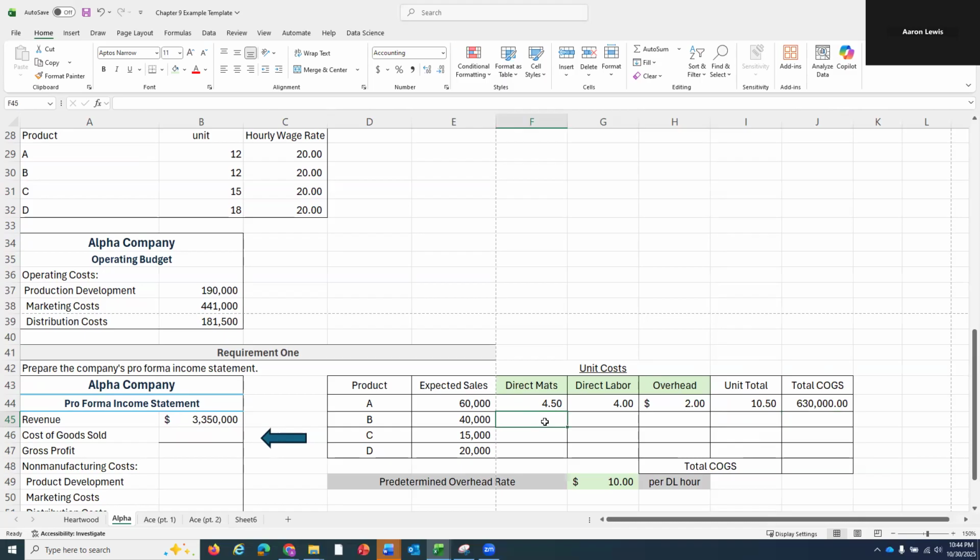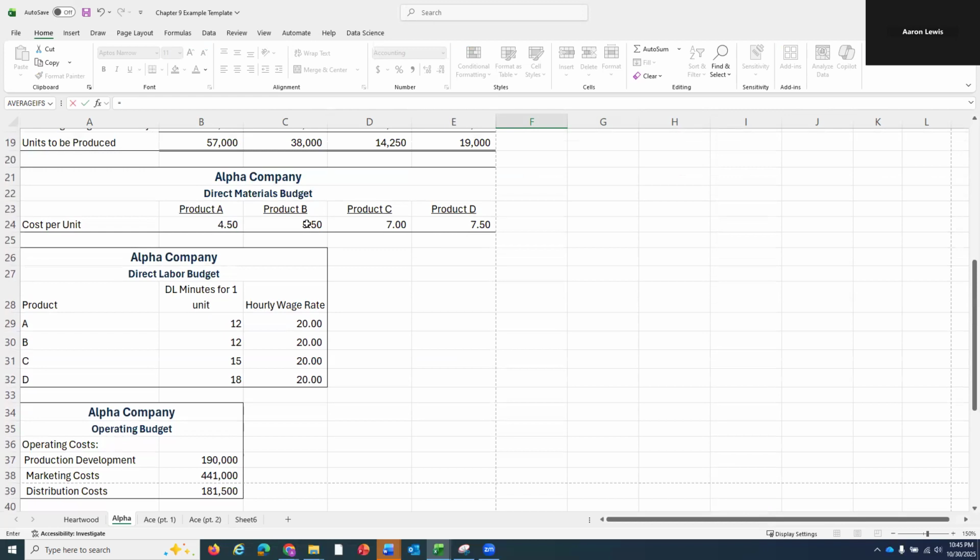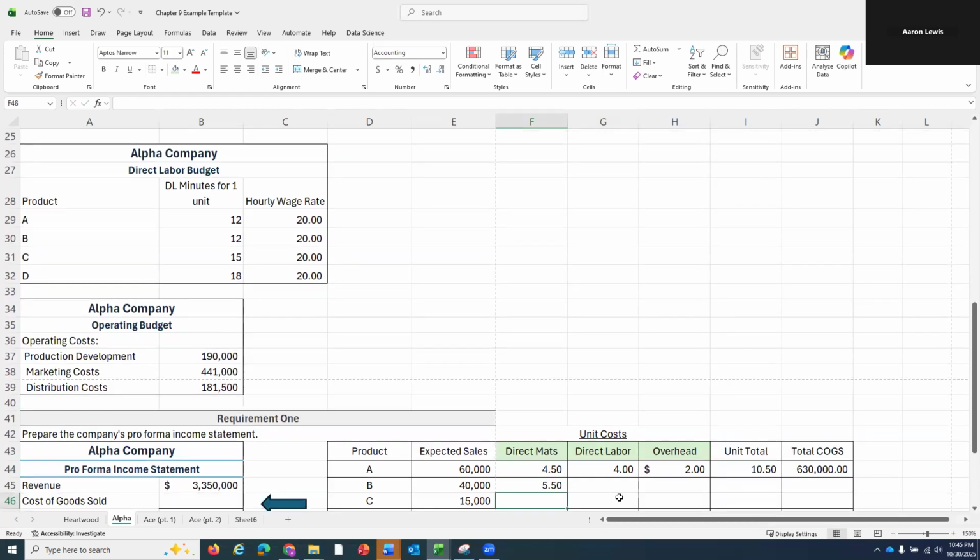And for products B, C, and D, I'm just going to rinse and repeat that same process that I had before. For direct material costs for product B, the direct materials budget tells us that that product costs $5.50 in materials to make for each and every one of them. For our labor costs, well, it's the same amount of time as product A, so it should be the same, but let's be thorough and go through.